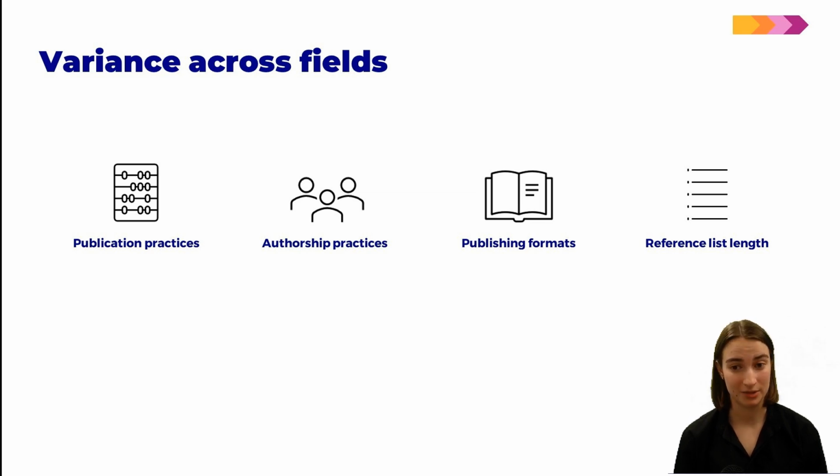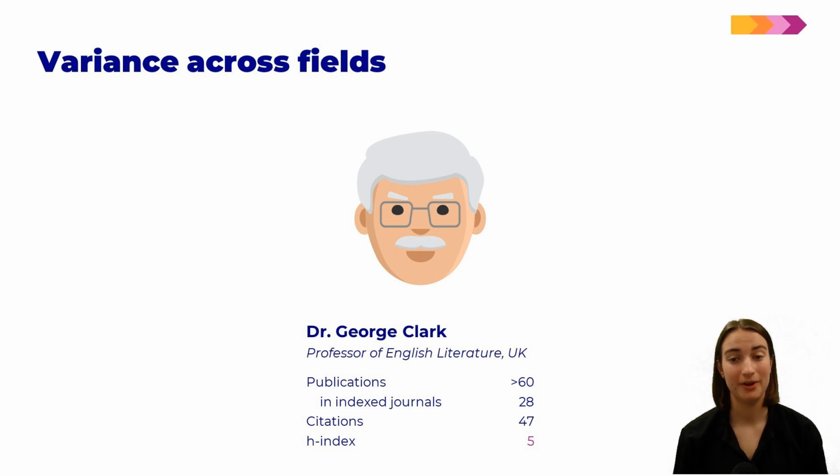Disciplinary norms and publication practices affect the average number of publications per author and citations per paper, causing H-indexes to be lower in some fields than others. Since the H-index does not account for these field-specific differences, it should never be used to compare researchers from different disciplines. Consider Dr. George Clark, who has been an active researcher in English literature and a full professor at an English department in the UK for over 30 years. He has an H-index of 5. George wants to apply for his institution's prestigious Researcher of the Year award. He read online that an engineering professor with an H-index of 45 received the award last year.